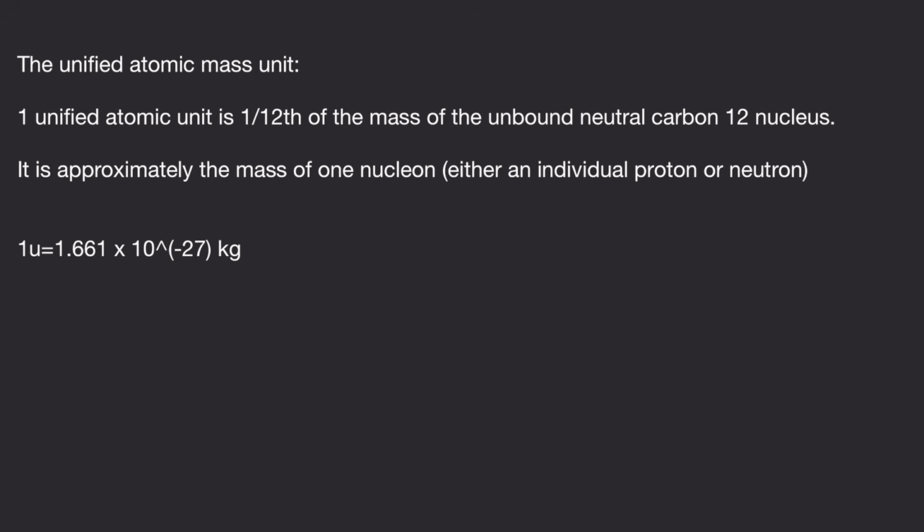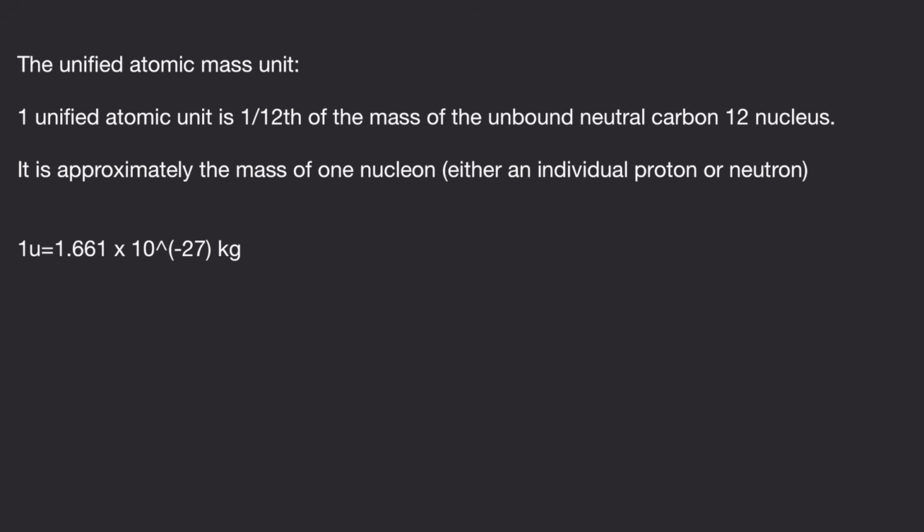In this part of the spec, we're going to be using the unified atomic mass unit quite often. One unified atomic mass unit is 1/12 of the mass of the unbound neutral carbon-12 nucleus. In practice, we often use it as the mass of one nucleon, which will be either an individual proton or a neutron. In the formula booklet, we're also given the value of one unified atomic mass unit, which is approximately 1.661 times 10 to the minus 27 kilograms.